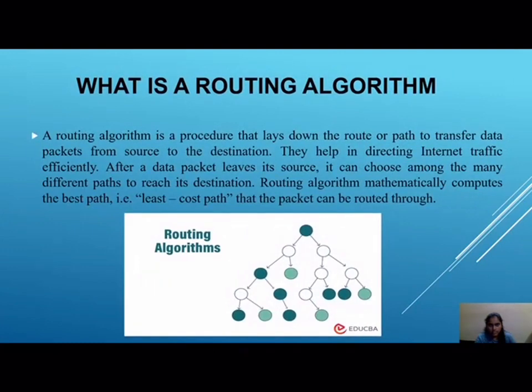What is a routing algorithm? A routing algorithm is a procedure that lays down the route or path to transfer data packets from source to the destination. They help in directing internet traffic efficiently. After a data packet leaves its source, it can choose among the many different paths to reach its destination. A routing algorithm mathematically computes the best path, that is the least cost path, that the packet can be routed through.